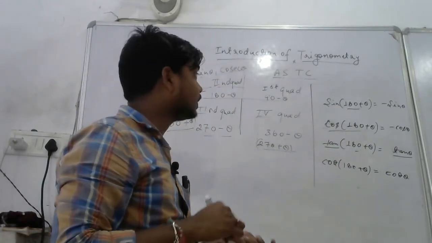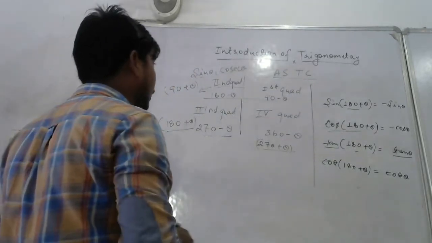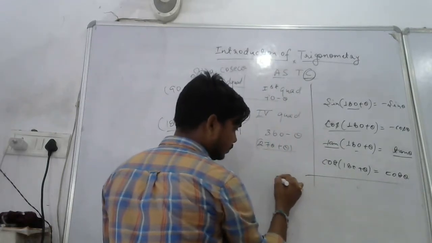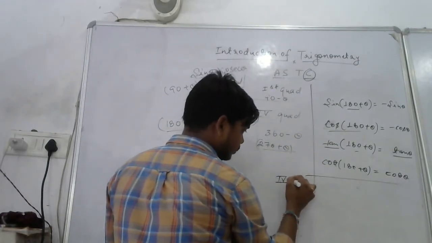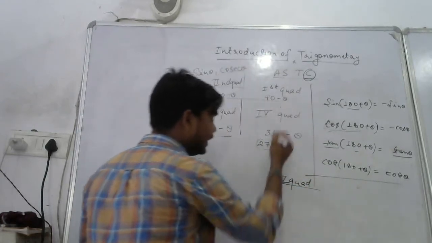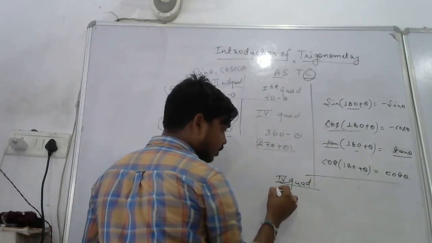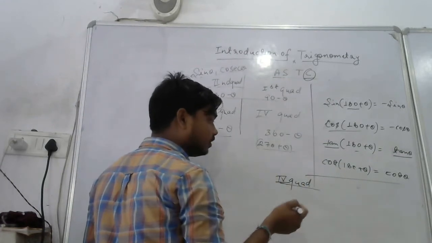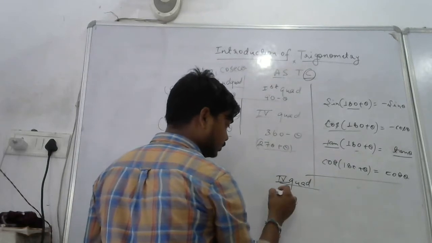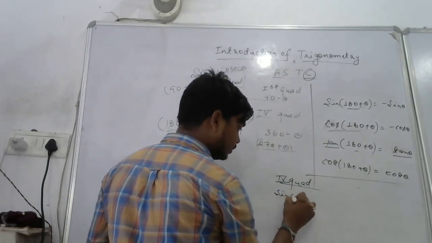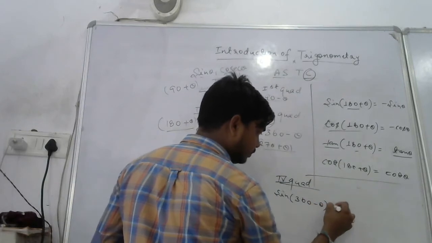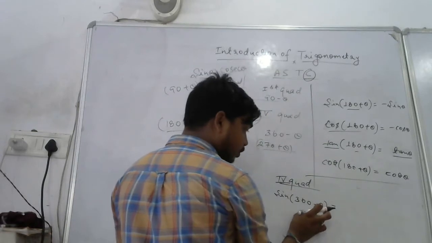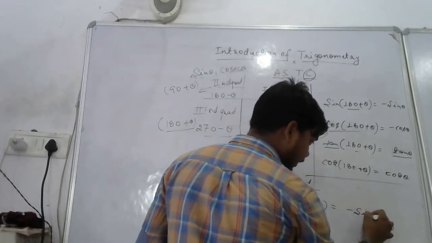Okay, in the third quadrant. Similarly, in the fourth quadrant only cos and sec are positive, and all the remaining trigonometric ratios are negative. So sin(360 - theta) in the fourth quadrant, we simply write minus sin theta.